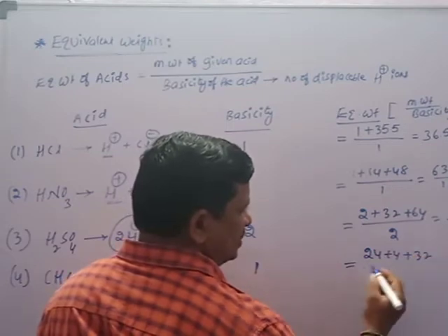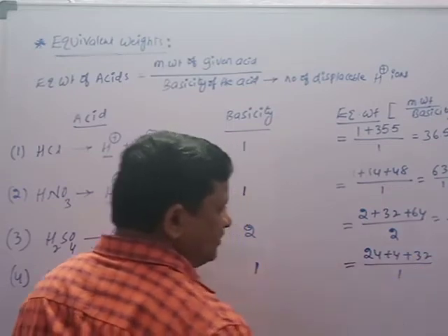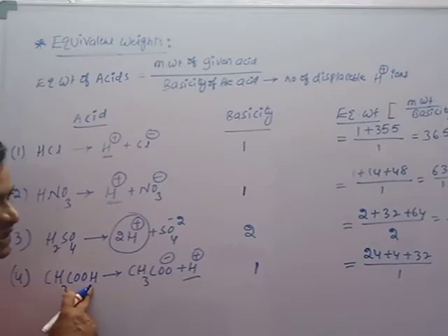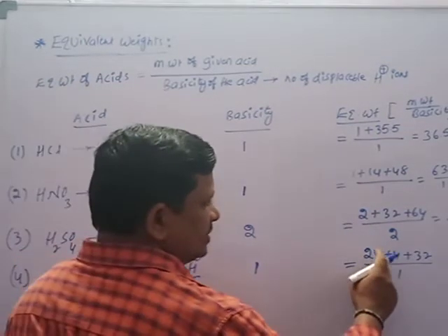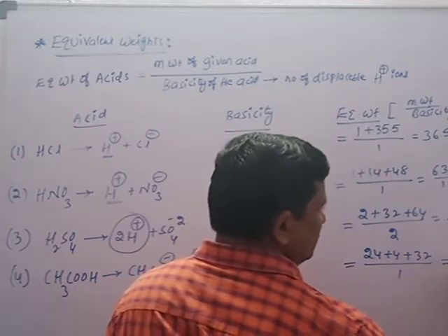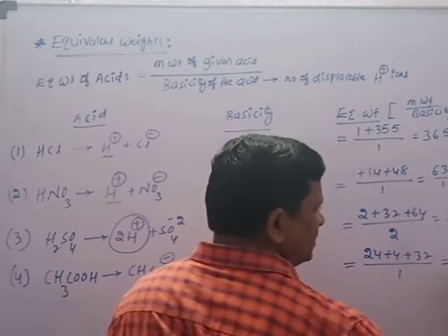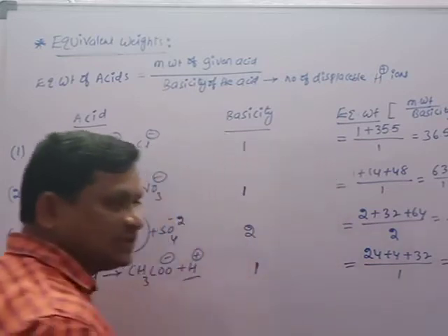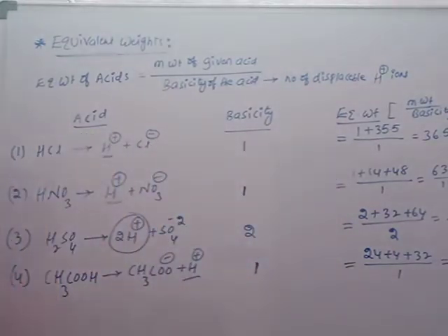Number of oxygens 2, divided by how much basicity? 1. So then 2 carbons: 12 into 2 is 24. 4 hydrogens is 4. 2 oxygens: 16 into 2 is 32. So then it is 28 plus 2, 30, 30 plus 30, 60. So its molecular weight is 60, its basicity is 1. So then its equivalent weight is also 60. Molecular weight equals equivalent weight because its basicity is 1.